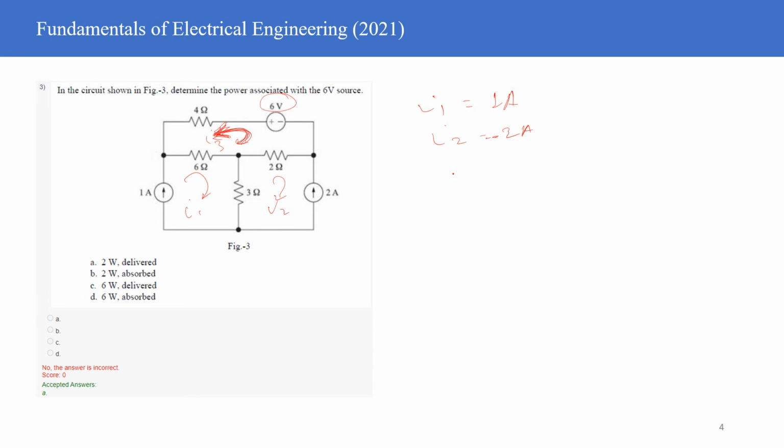Sir, how do you determine the direction of the I3? I've just taken the direction of I3 to be positive. You can take it to be negative. It does not really make a difference. I just like to keep things positive.